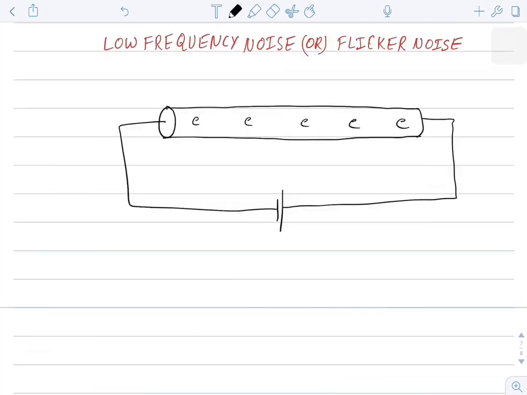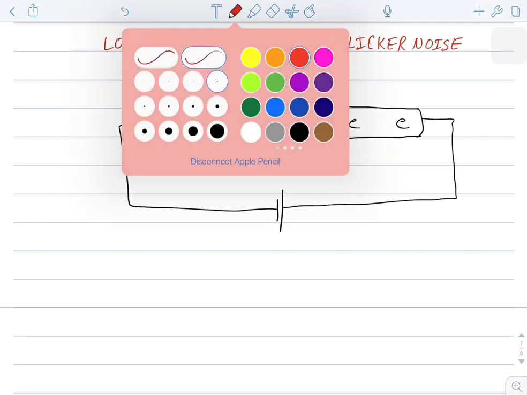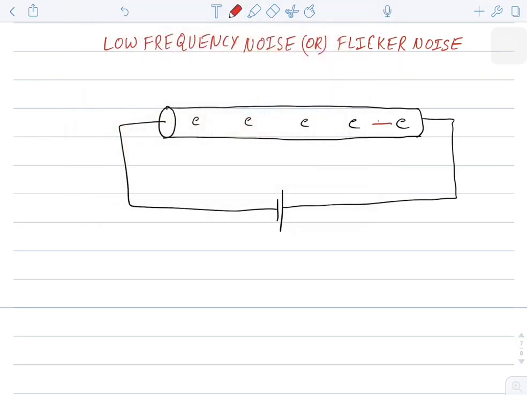Low frequency noise or flicker noise. If you apply some DC voltage to a conductor, let us say I have a conductor here and I applied a DC voltage, and you know that the conductor has a lot of charge carriers which are readily available, and those charge carriers are electrons. If I apply one voltage here, the electrons will tend to move in this direction. But the problem is the electrons in the conductor are not distributed uniformly. At some part, the electron crowd may be more, and at some other point, the electron crowd may be less.